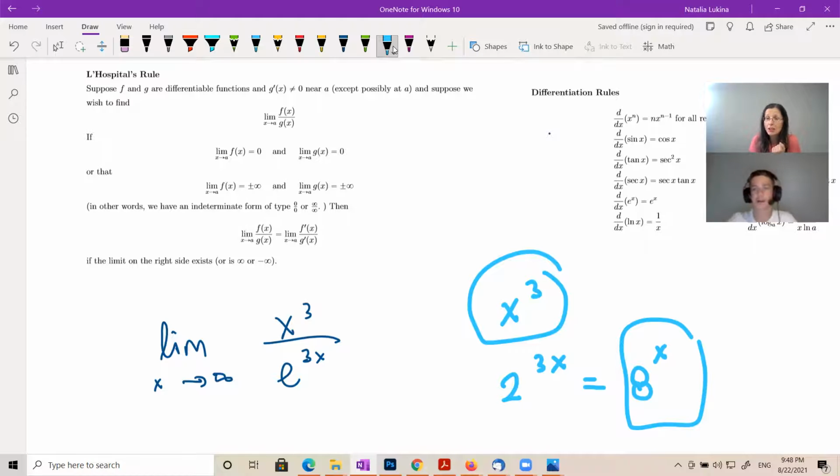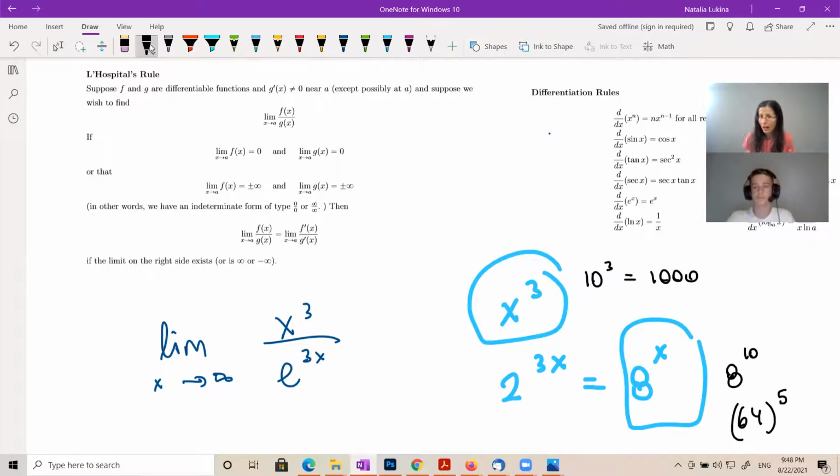Well, imagine x is even 10. What is bigger, 10 cubed or 8 to the power of 10? 8 to the power of 10. Is it much bigger or just a little bit bigger? It's much bigger. So the exponential function grows much faster. 8 to the 10th is huge because 8 squared is 64, and then it's 64 to the 5th power. Something really big, and that's not even infinity yet. It's only 10. As we go further, the difference will become more and more apparent between them.